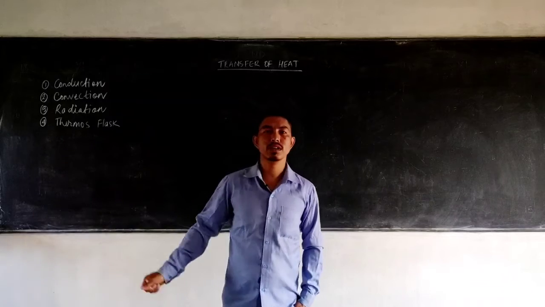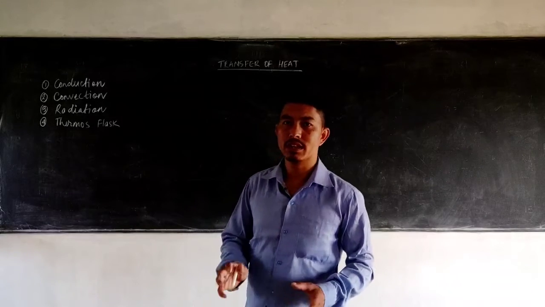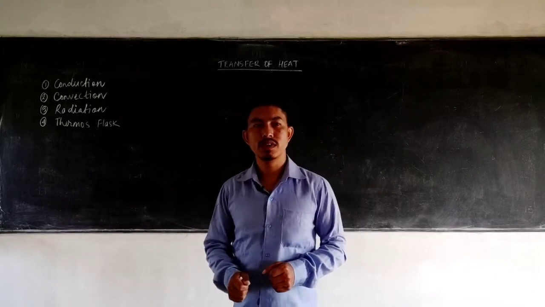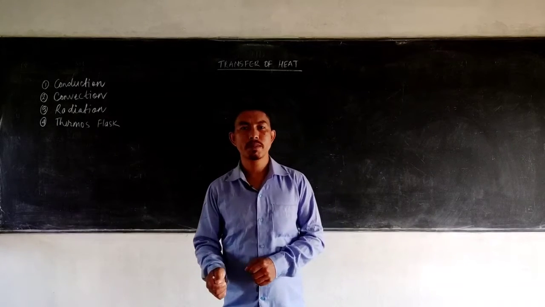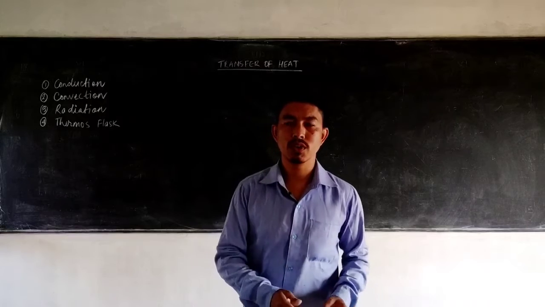And finally we will also learn about the thermos flask, which is a device that helps us keep a hotter liquid hot for a longer period of time and a colder liquid cold for a longer period of time.